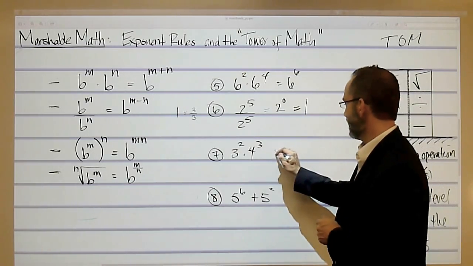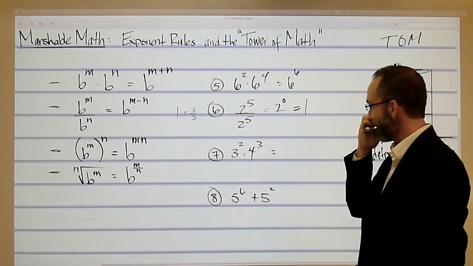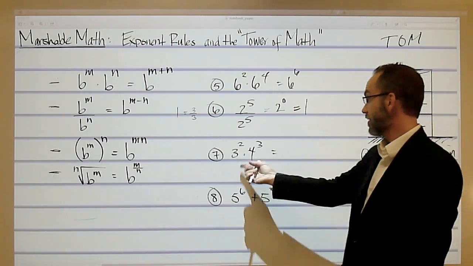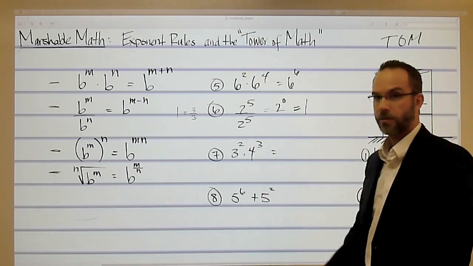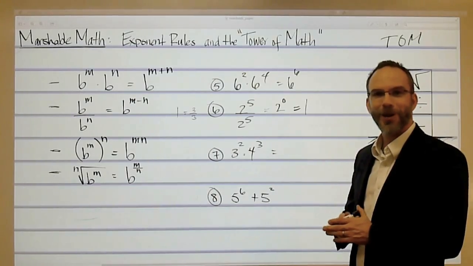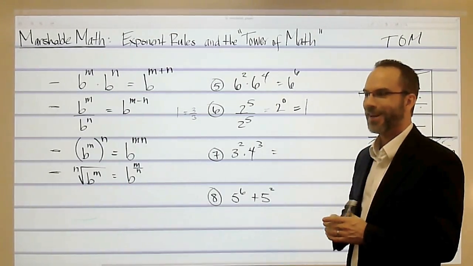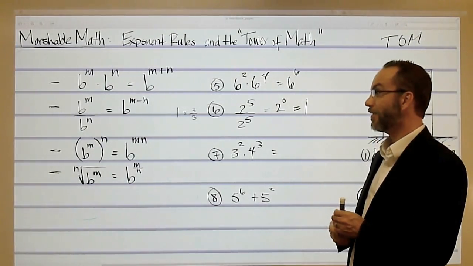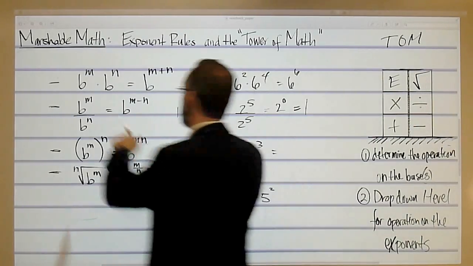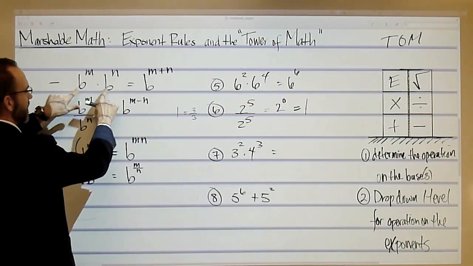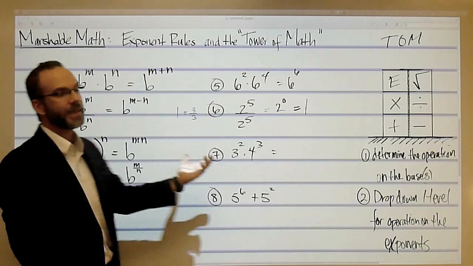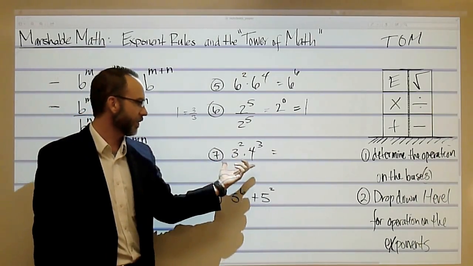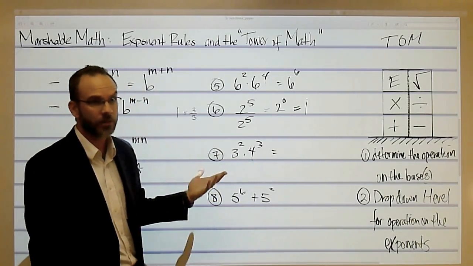What about this one? Well, I don't know. It's just 3 squared times 4 cubed. Did you try to do an exponent rule on that? I'm sorry. Remember what I said at the beginning? The bases have to be the same, right? See, this base times this base, these are not the same thing. I really can't do an exponent rule here to simplify it. I'd have to actually, you know, pound it out just with the numbers.